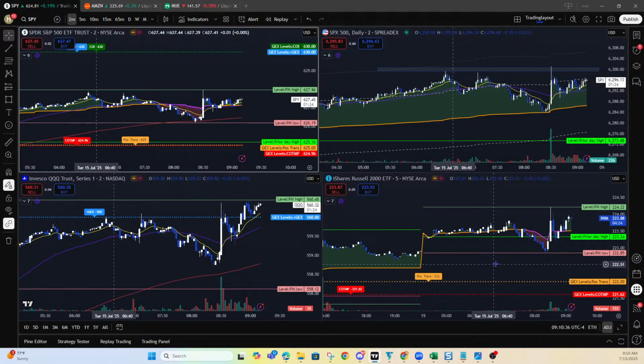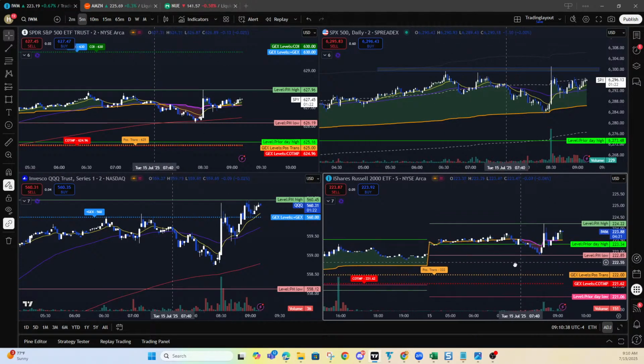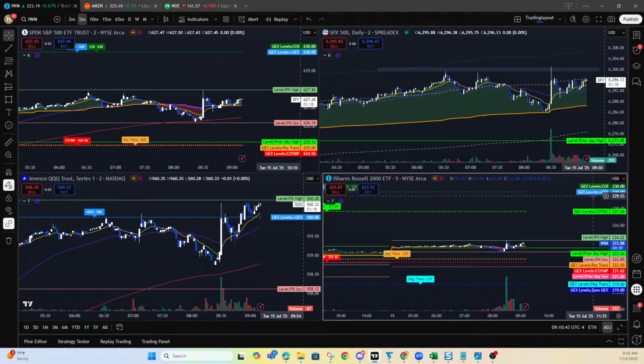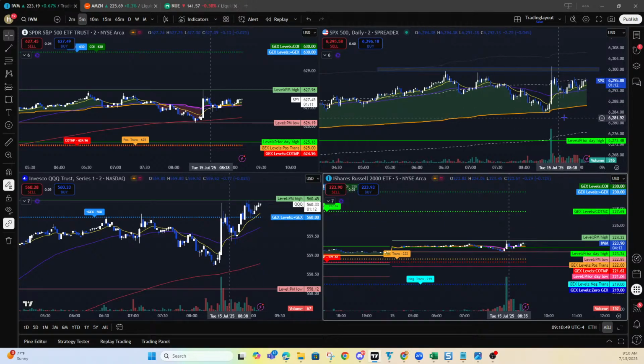IWM above P-trans pre-market here, 222. And then we see a COTMC and plus GEX up at 230. So those would be the first areas above we'd watch for some overall profit taking and stalling.